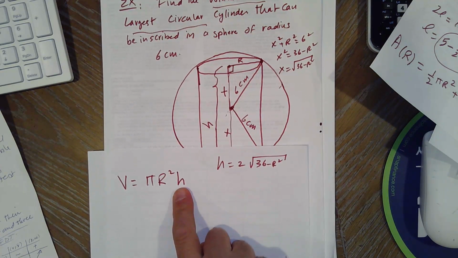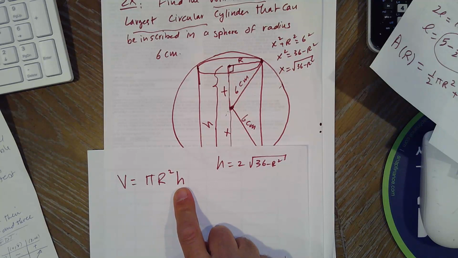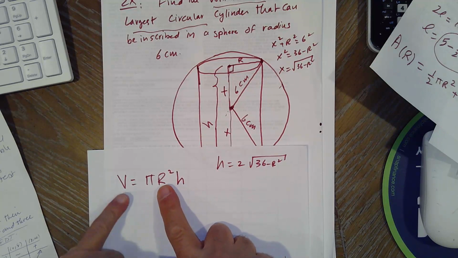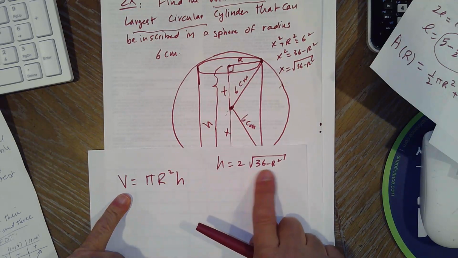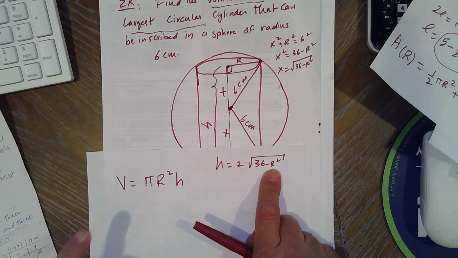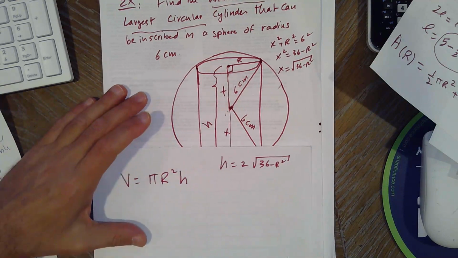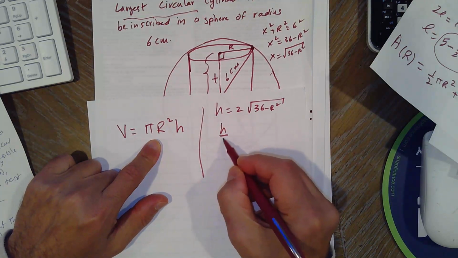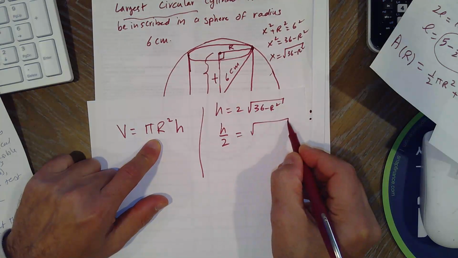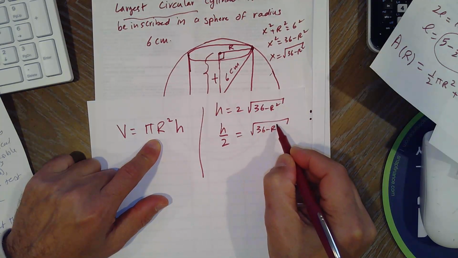Now, we could put that in here. It looks easy, but I'll tell you what. If we do that, then we have to deal with the product rule, because you're going to have R squared times the square root of 36 minus R squared. So there's some work for the derivative. The other way out is if you divide the two and then square both sides.